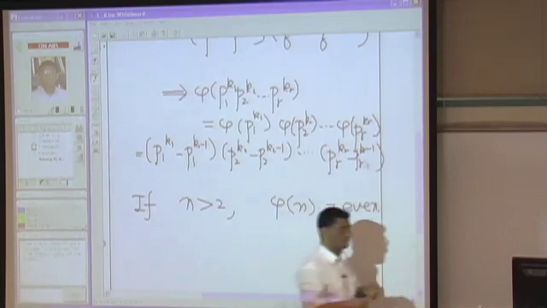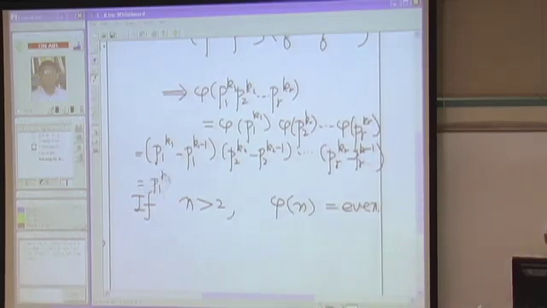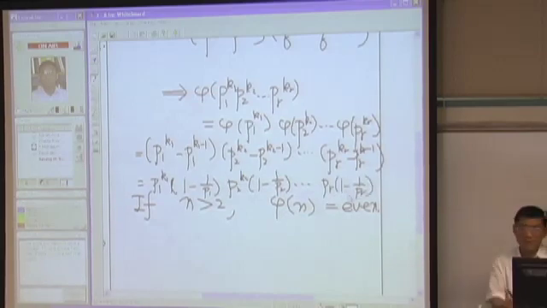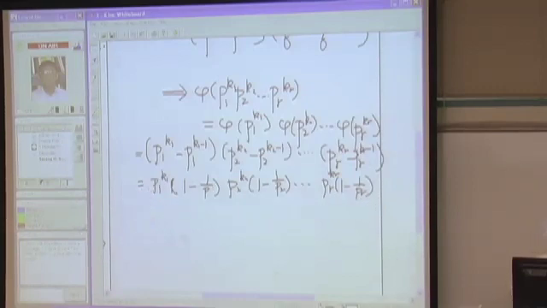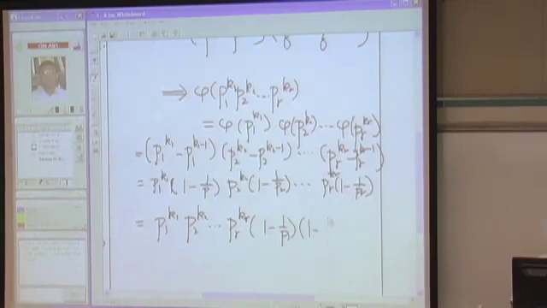And if you factor out P1 to the power of K1 from the first part, what do you get? You get 1 minus 1 over P1. Do you see it or not? If you factor out P2 to the power of K2, then it is 1 minus 1 over P2. And the same thing happens for PR, 1 minus 1 over PR. So we can collect all these things. If you collect these factored things outside, then it is P1 to the power of K1, P2 to the power of K2, all the way up to PR to the power of KR, and then 1 minus 1 over P1, 1 minus 1 over P2, and 1 minus 1 over PR.